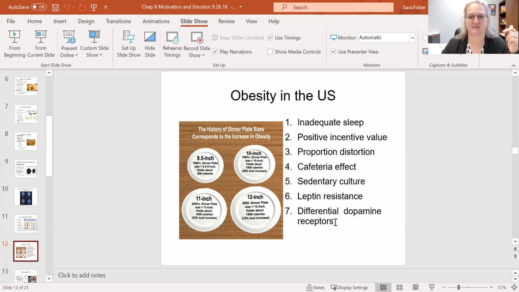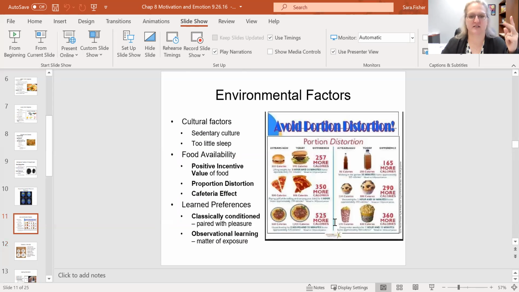So for exam purposes, know the cafeteria effect, know what proportion distortion means, know what positive incentive value means, be able to offer 2 specific behaviors that you could do to reduce the amount of food you eat, short of reducing the amount of food you eat. In other words, fewer choices, smaller plates, smaller sizes, right?